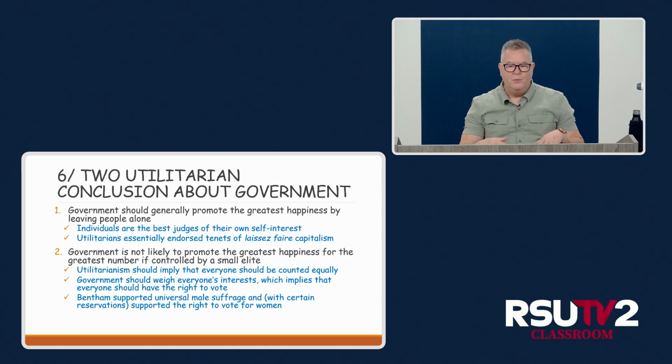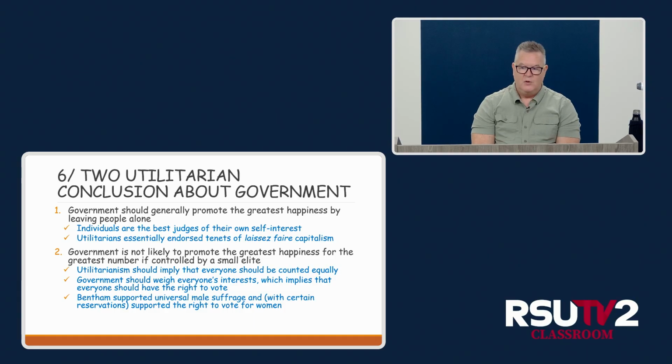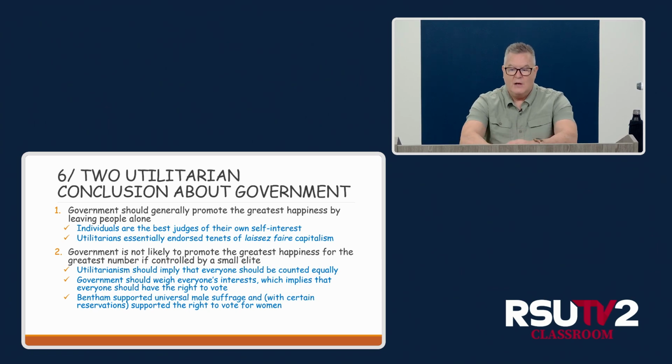So most utilitarians believed that everyone should be counted equally. The government should weigh everyone's interests, which implies that everyone should have a right to vote, at least by implication. And Jeremy Bentham certainly supported universal male suffrage with certain reservations, and actually supported the right to vote for women.